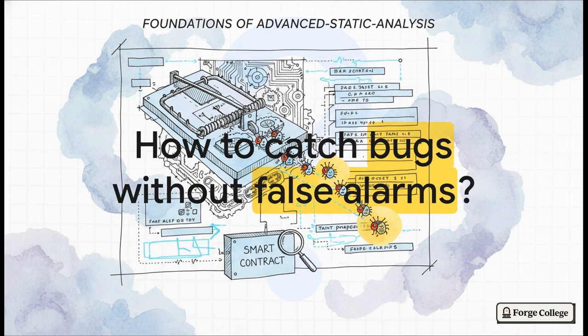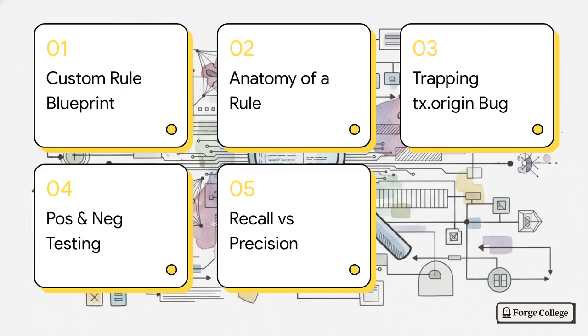Because let's face it, off-the-shelf tools are great, but they usually either miss the really sneaky stuff or they trigger so much noise your security team just ignores them. We need to build a better, smarter mousetrap. Here's the schematic for today's explainer.